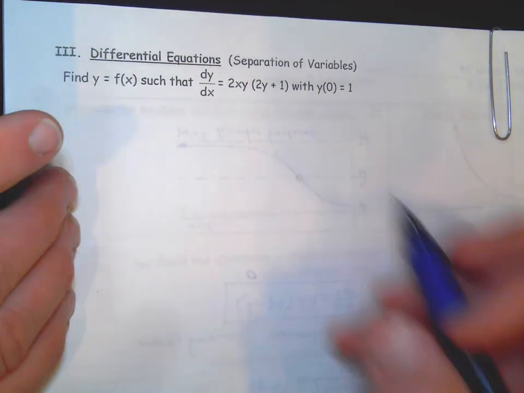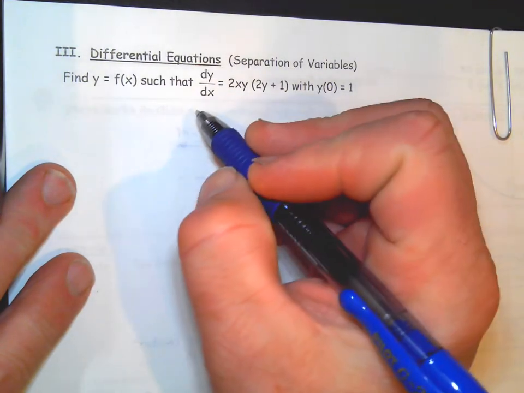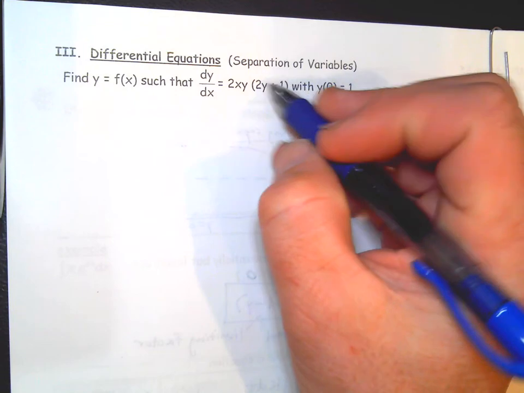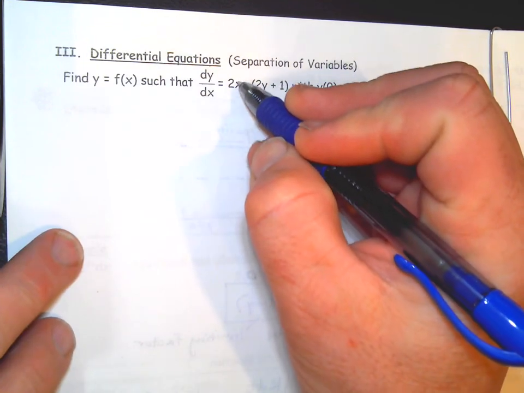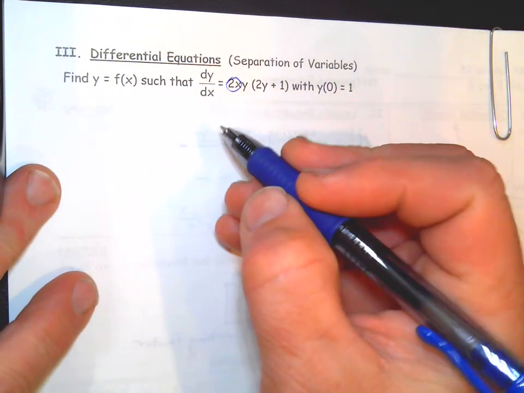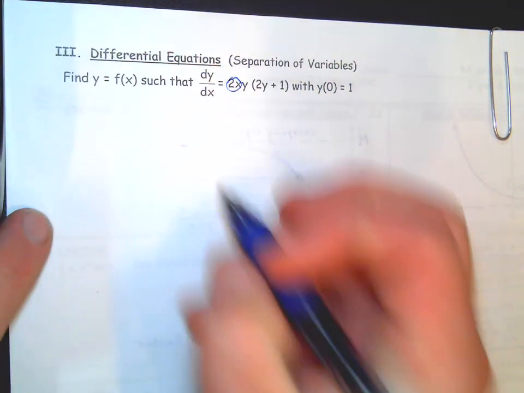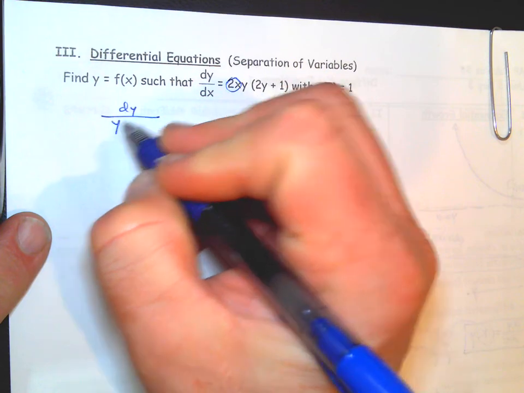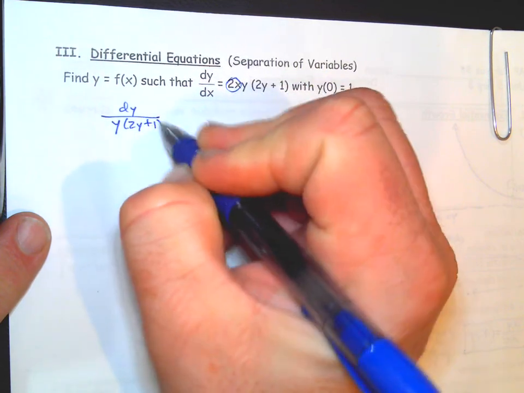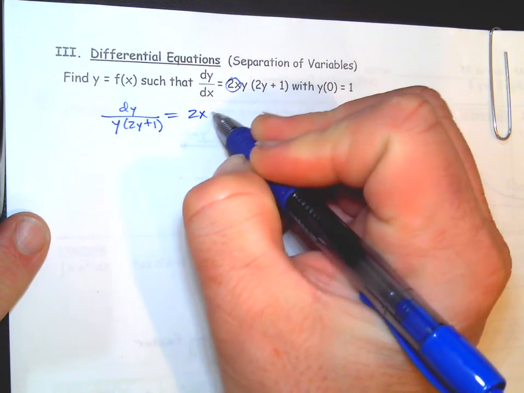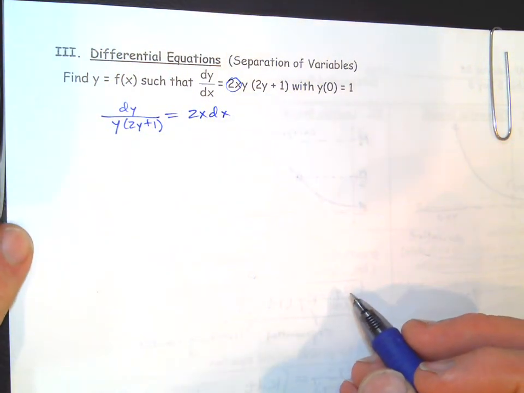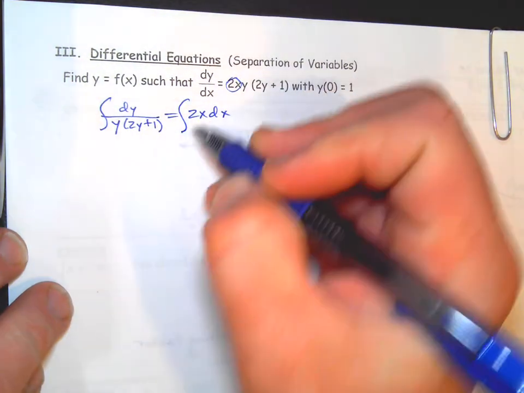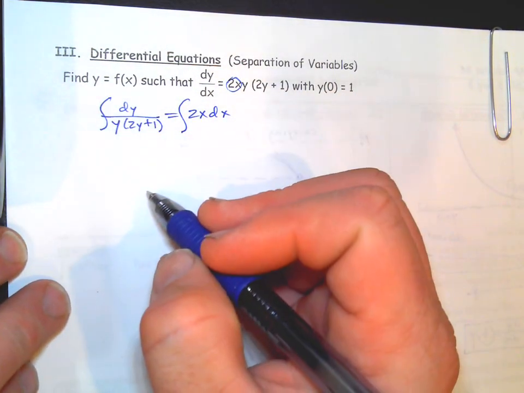So we're going to separate the variables. Now here's the deal. You want to leave this factored and leave the 2x on the right side. I would say that'd probably be the strategy. So it's going to be dy over y(2y plus 1) equals 2x dx. That's probably the way I would do it. You bring the 2 to the left side, but that's just going to make it more complicated. Now we've got to do partial fractions here, right?